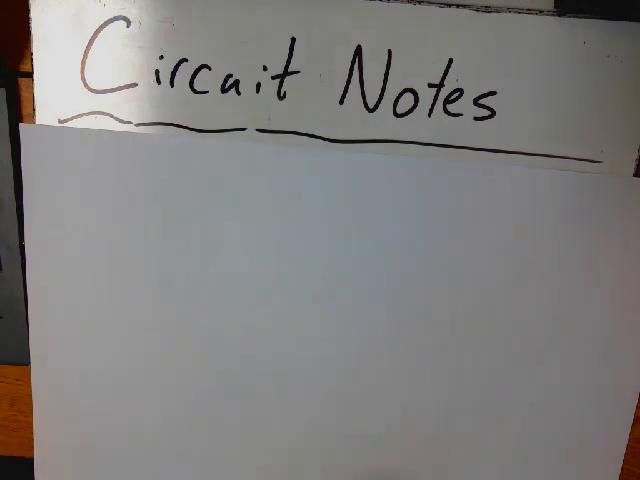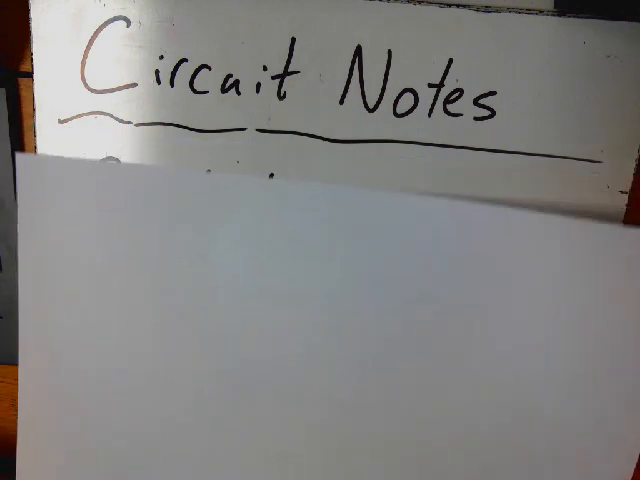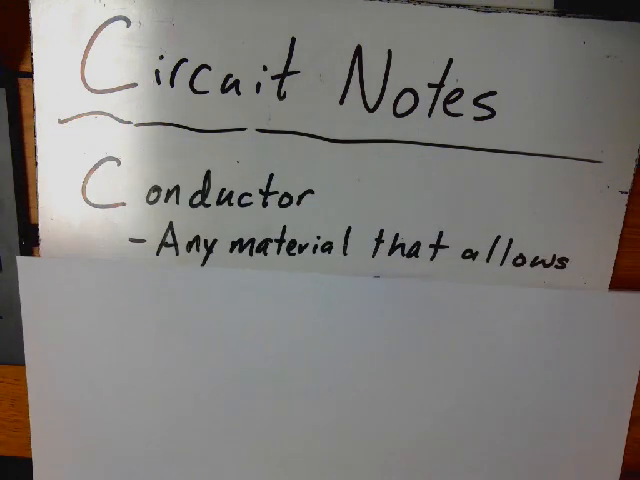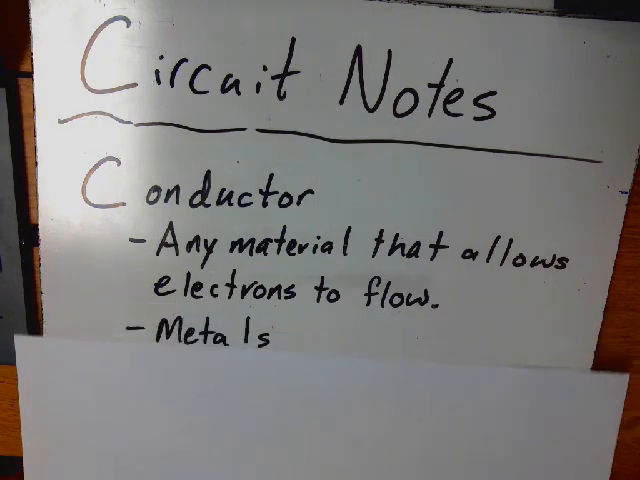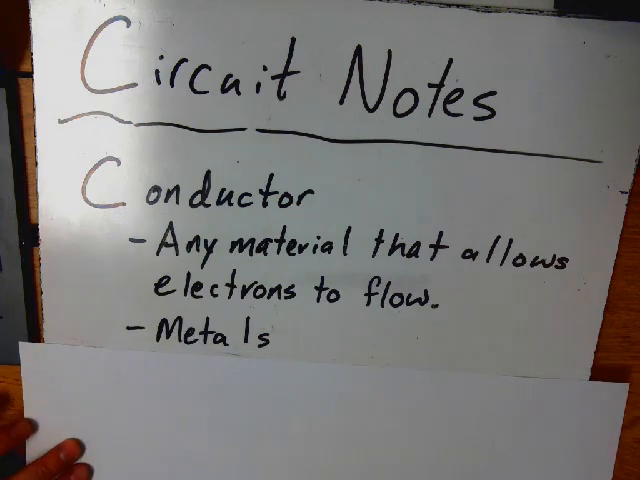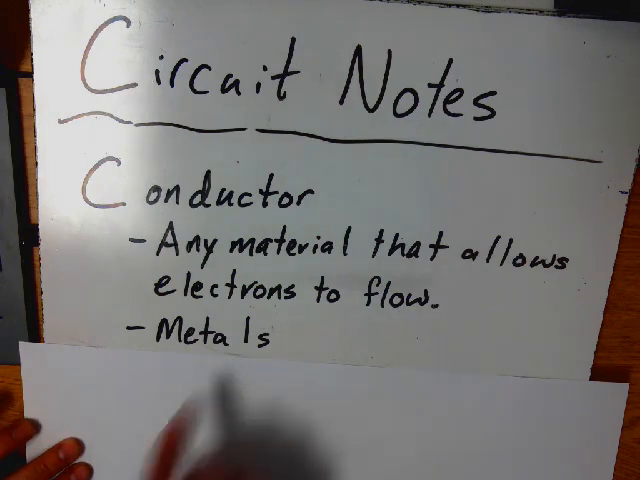So first off, if we've got electricity moving, we need to talk about conductors. A conductor is any material that's going to allow electrons to flow. Metals are going to be typically conductors. We can have other things like liquids, especially water if there's some salt in it. For the most part, we're going to be thinking about metals.